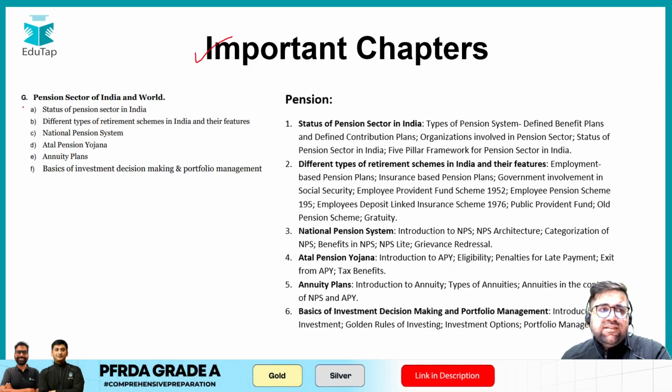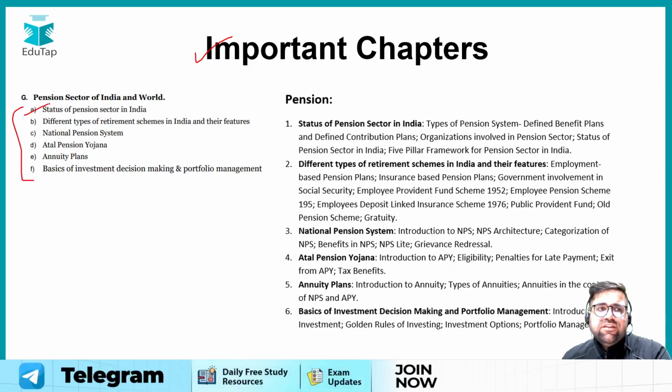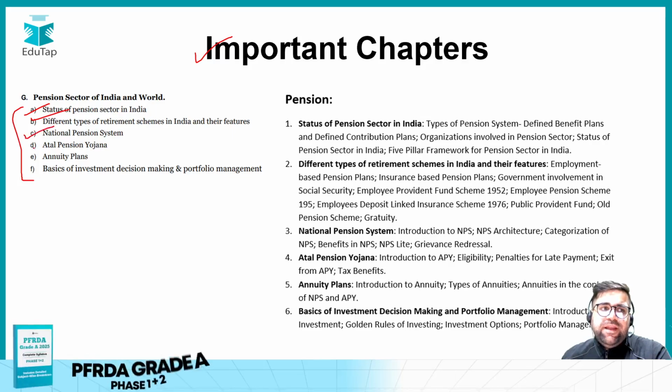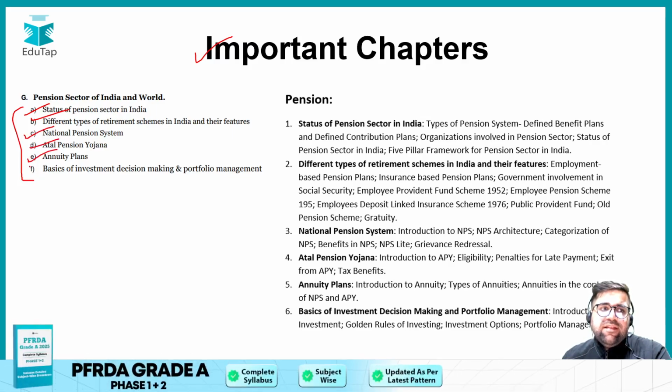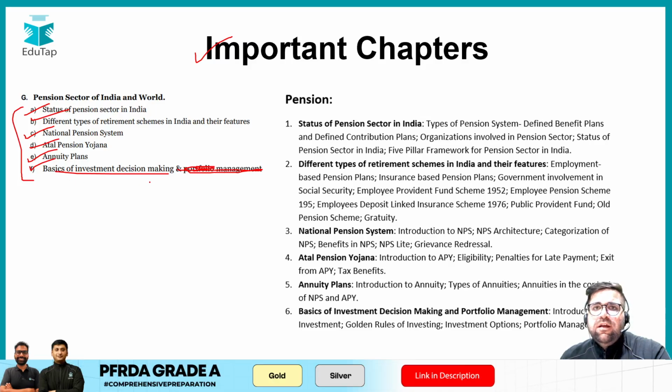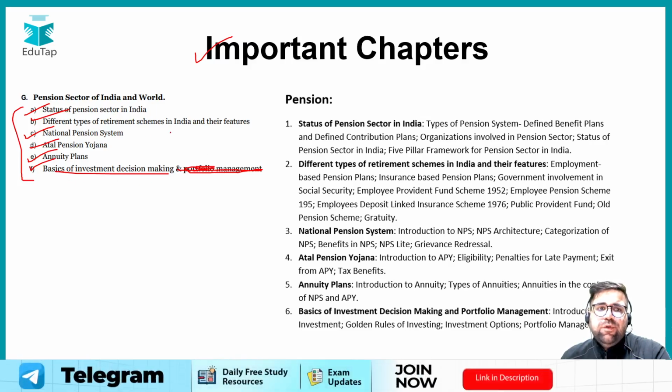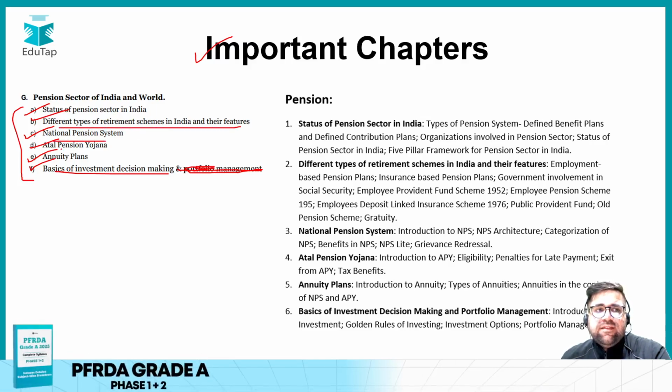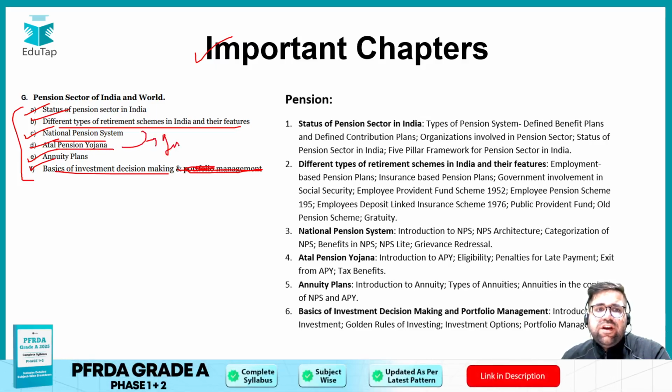Moving forward to important chapters. Now, if you see, this is the syllabus of your pension component. Status of pension sector in India, different types of retirement schemes, NPS, APY, annuity plans, and basics of investment decision making and portfolio management. Now, my friend, over here you can remove this portfolio management. The correct topic is basics of investment. That's it. Now if you see over here, different types of retirement schemes in India, NPS and Atal Pension Yojana. These are the most important topics which you should run after.